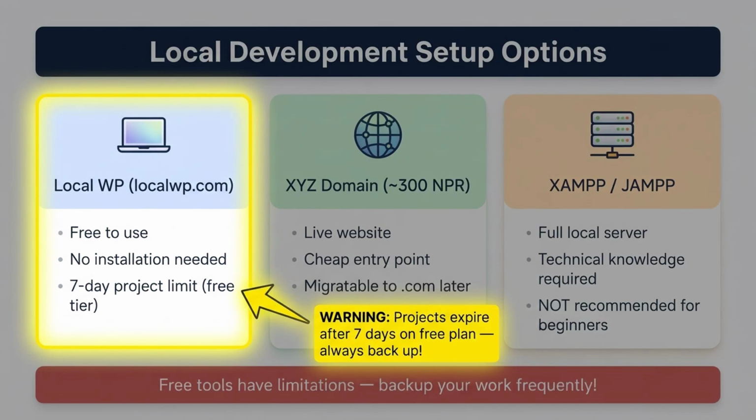The key thing to watch out with Local WP's free plan is that your projects are only saved for 7 days. After that, everything you've worked on gets deleted. So if you go this route, make absolutely sure you back up your work before that window closes. Losing hours of practice work is frustrating and completely avoidable.